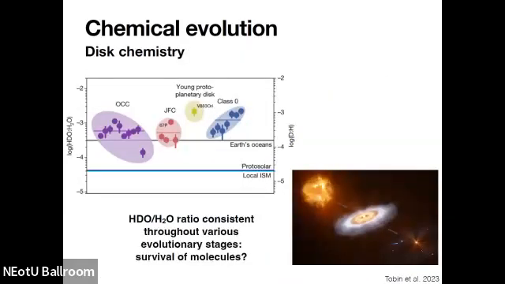And there was a recent result by Tobin et al. where they were able to measure the HDO over H2O ratio, so deuterated water, for a protoplanetary disk shown over here. And what they found is that the ratio is actually very similar all the way from class 0 protostars to disks to comets in our solar system. So their conclusion is that, yeah, whatever is formed in the protostars survives somehow and then eventually ends up on the planet. So this was a very important discovery.